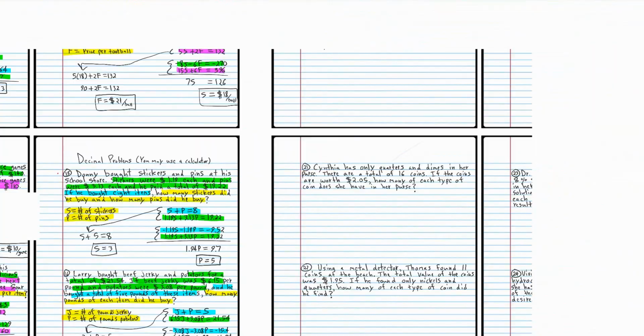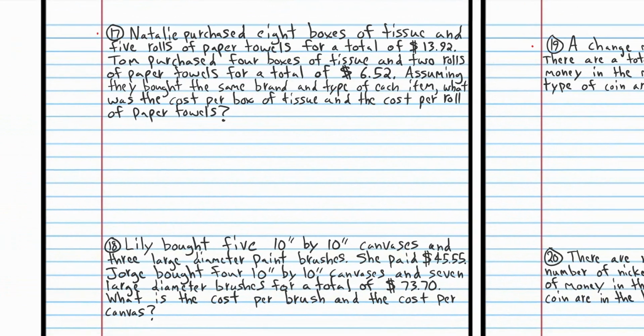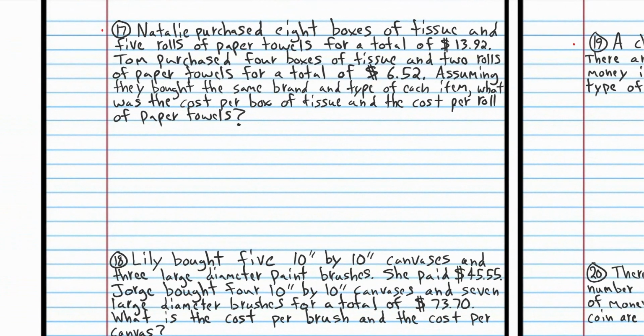On to number 17. These are decimal problems also. So let's try number 17. Natalie purchased 8 boxes of tissue and 5 rolls of paper towels for a total of $13.92. And I don't really need to read all this. What was the cost per box of tissue and the cost per roll of paper towels?